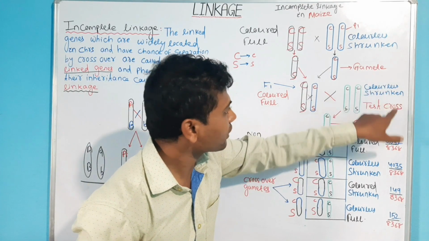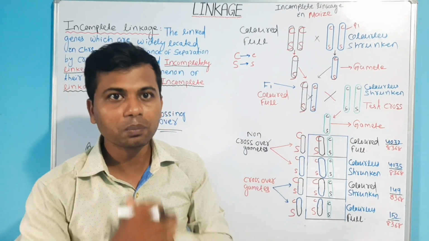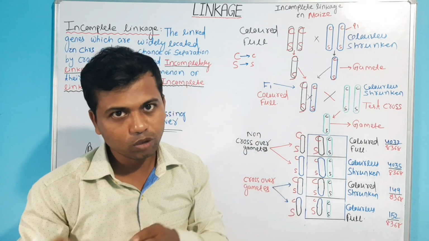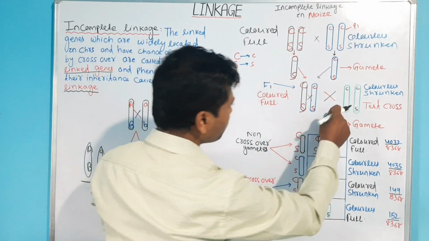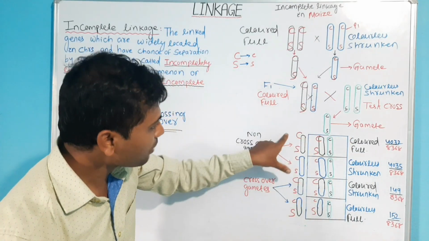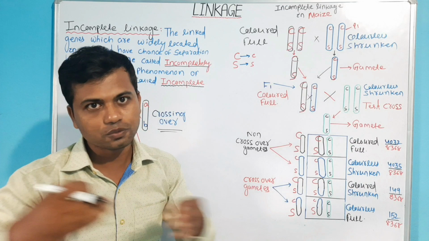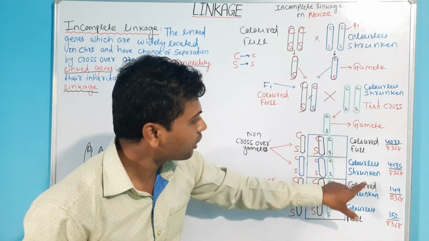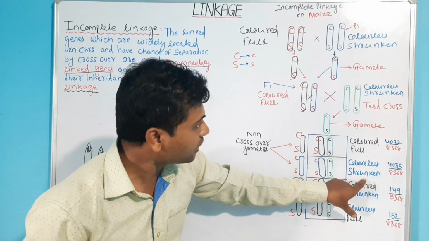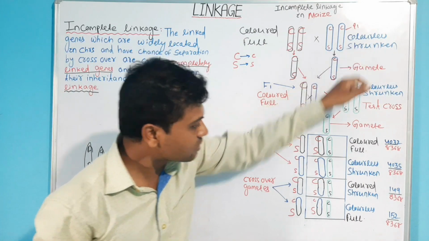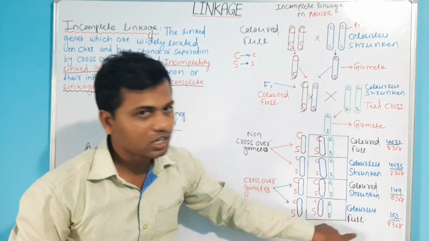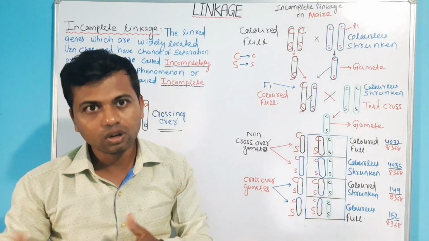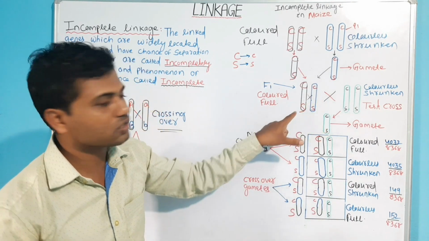But the colorless shrunken plant produces only one type of gamete, because it is homozygous recessive, so there is no impact of crossing over. The gametes are only one type, small c and small s. These gametes combine to produce the test cross offspring. There are 4 types of test cross offspring: colored full, colorless shrunken, colored shrunken, and colorless full. Colored full and colorless shrunken are the parental types. Colored shrunken and colorless full are the recombinant types, possible due to the recombination from crossing over.